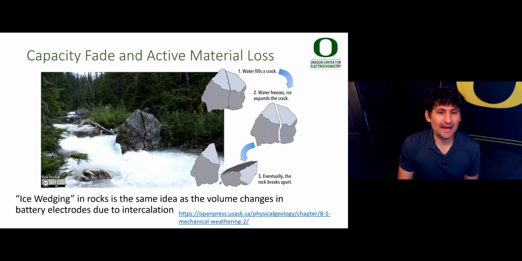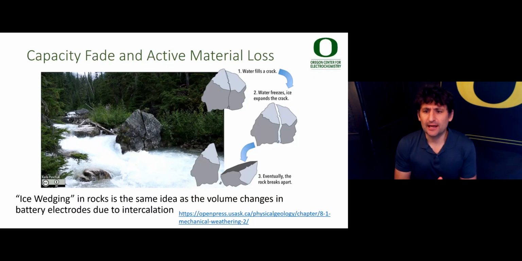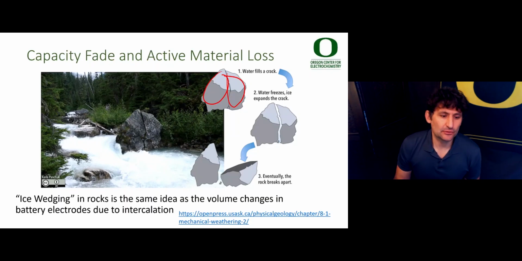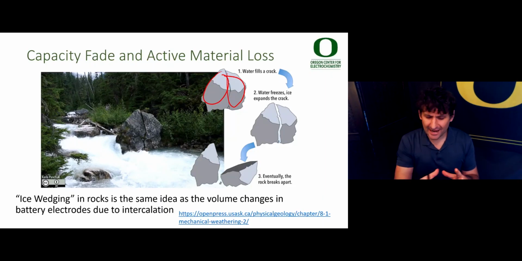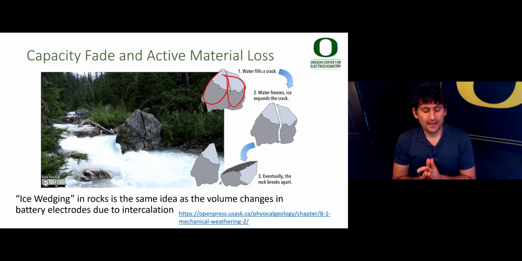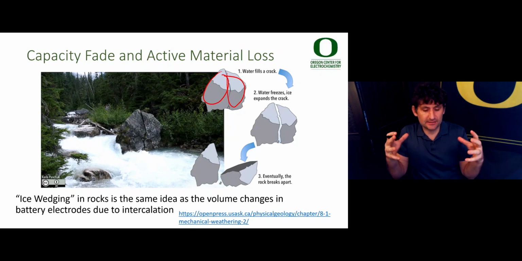One of the reasons capacity fades with cycling has to do with these volume expansions. You've seen a lot of examples of this in real life. Imagine I have particles, here rocks, for example, in a mountain stream, Pacific Northwest, and those rocks have water intercalated into all the pores and cracks in the rocks. And when the volume of that water increases, when it freezes, it actually expands the crack a little bit.